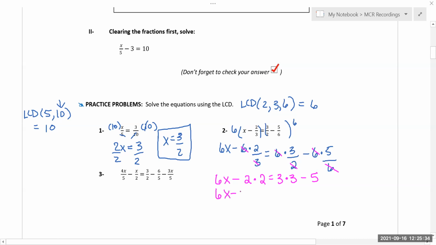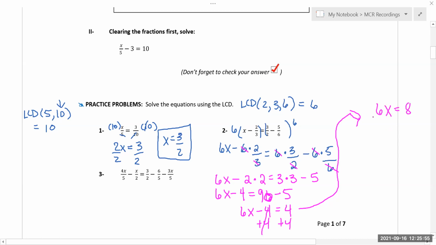So that gives me 6x minus 4 equals 9 minus 5, I'm sorry. So 6x minus 4 equals 4, plus 4 on both sides. That gives me 6x equals 8. And finally, 4/3 for x. Whew, that was a bit of a long one, right?